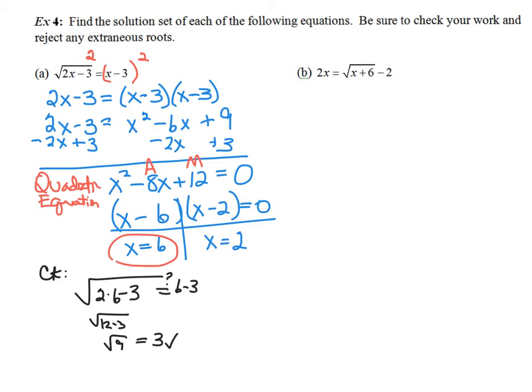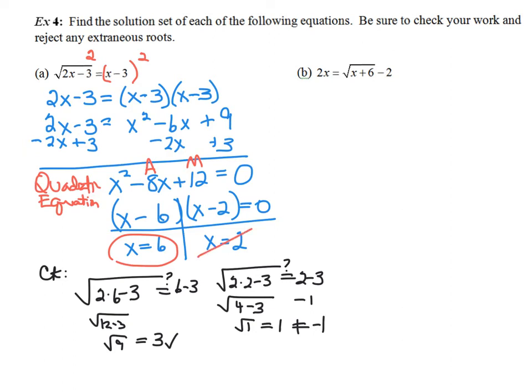So if I've got x equals 2, let's substitute 2 into my original equation. So 2 times 2 minus 3, does that equal 2 minus 3? So this is the square root of 4 minus 3, which is just the square root of 1, which is a positive 1. However, on the right side of the equation, 2 minus 3 gives me a negative 1, and I can clearly see that 1 does not equal negative 1. So I'm going to reject the answer x equals 2 because it didn't work in the original. It looks like it's going to work, but when I go back and check it in the original, it doesn't solve that original equation.